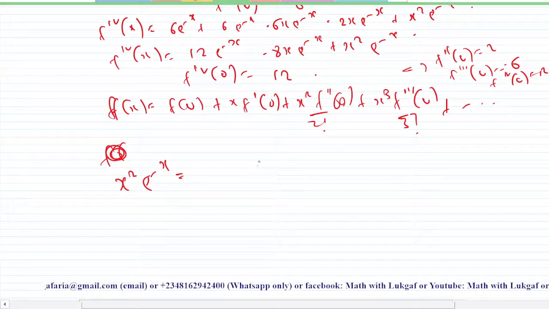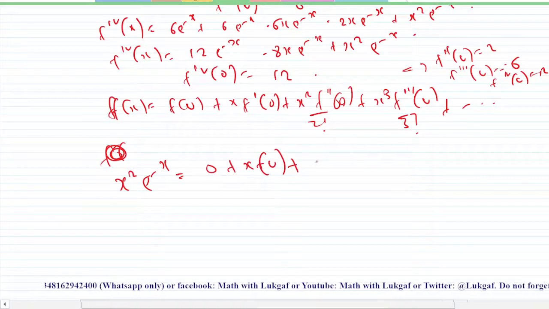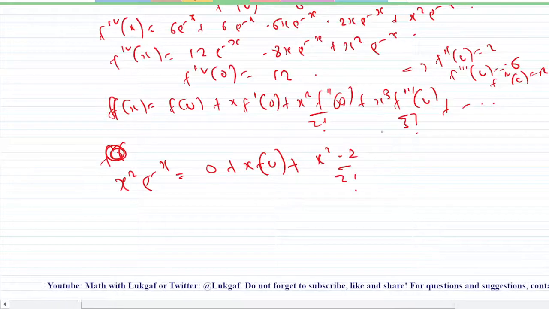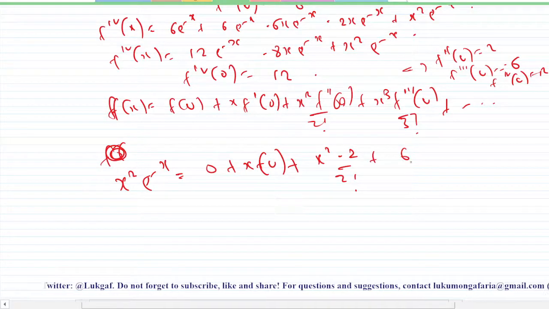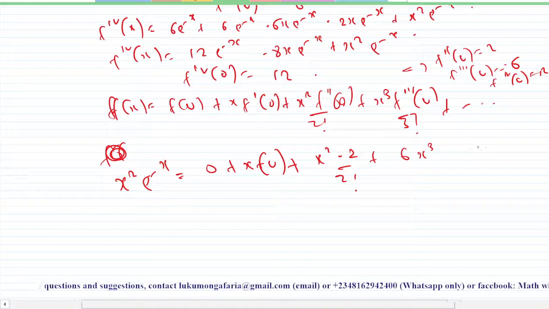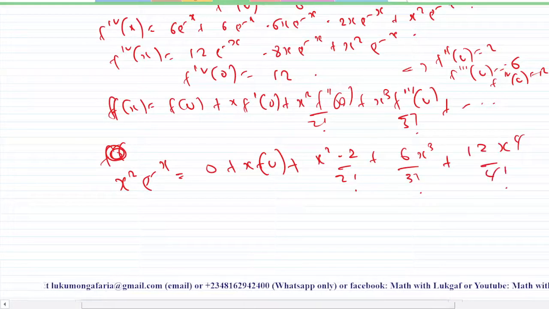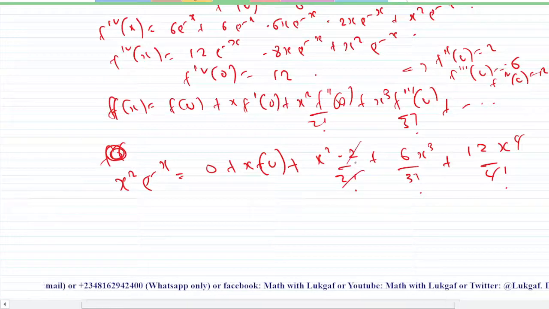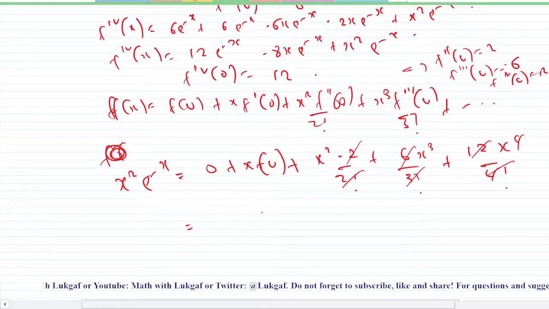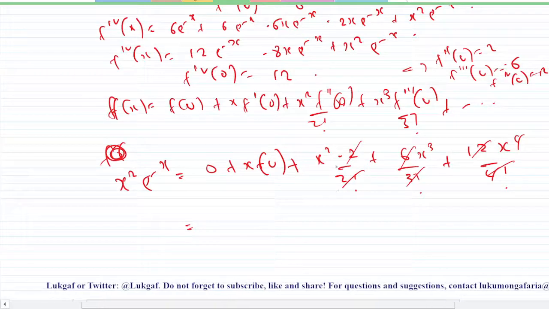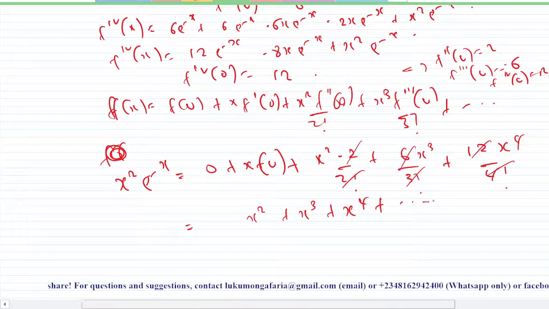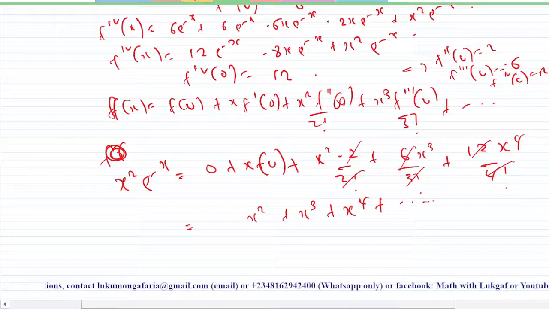That is 0. s times 0. Then s squared multiplied by f prime of 0 is what? 2 divided by 2 factorial. Then plus s cube, that is 6. So that will give you 6s cube divided by 3 factorial plus 12 s raised power 4 divided by 4 factorial. You see that this guy will cancel this. So this guy will cancel this. This guy will cancel this. And what do you have left? You have s squared plus s raised power 3 plus s raised power 4 plus dot dot dot.